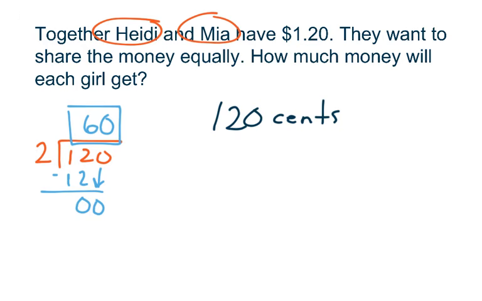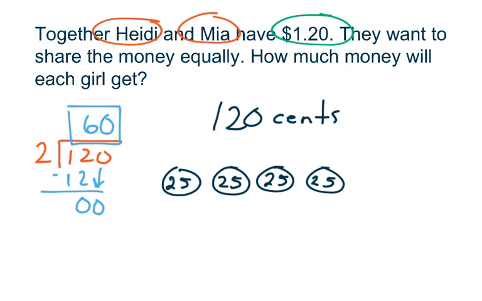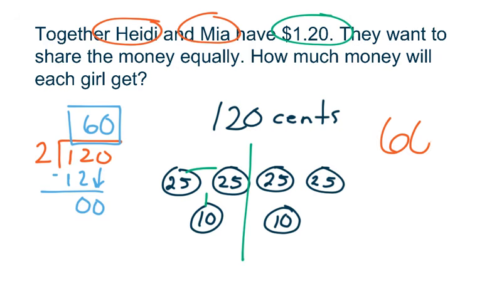Another way to do this would be to draw it out. So what is $1.20 made out of? Well, there are 4 quarters, and then there are 2 dimes. Again, there are other ways that we can make $1.20, but this is just one way. And then if I separate this by 2, I can add all that up. 2 quarters gives me 50 cents, plus 1 dime gives me 60 cents. So how much money will each girl get? 60 cents.